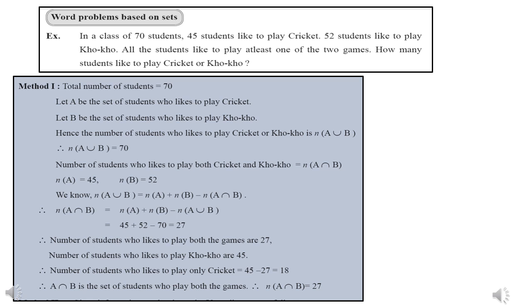Then next, A intersection B is the set of students who play both the games. Therefore, the number of A intersection B will be 27. Okay, so we have got our answer. We have found the students who play both the games. We have found those who play only cricket. Okay, this is our method 1.